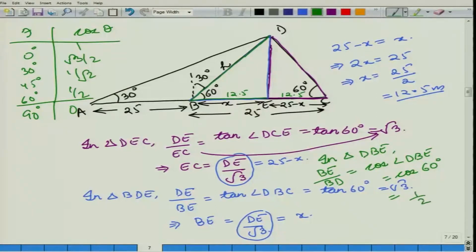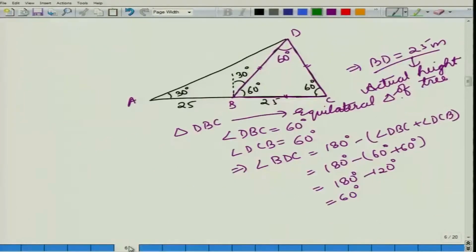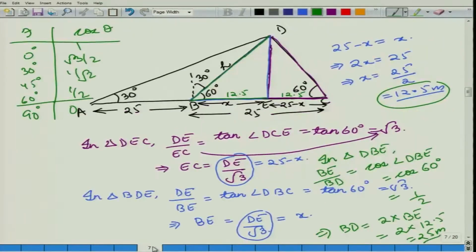So, here we have BE upon BD is half. So, we can calculate BD is equal to 2 into BE, is equal to 2 into, now BE is x, we figured out to be 12.5, is 25 meters. So, whether we used this equilateral triangle concept or whether we calculated it through trigonometry, we got the same answer, that the height of the tree is 25 meters.